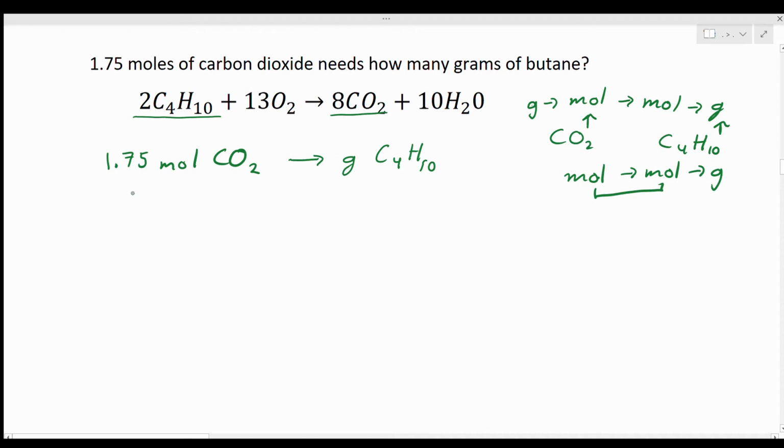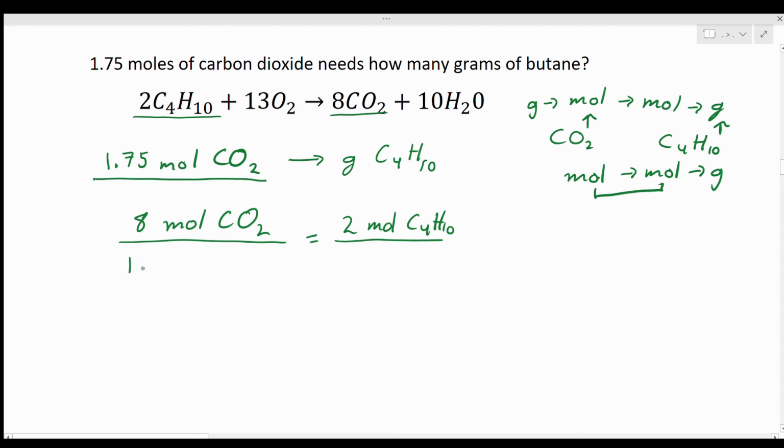We're going to look at what we know from the reaction, and this is a balanced equation. So we know that 8 moles of carbon dioxide is made from 2 moles of butane. And in our question, if we start out with this number of moles of carbon dioxide, we want to figure out, so we don't know, the moles of butane. Again, we have a proportion, which means we can cross multiply.